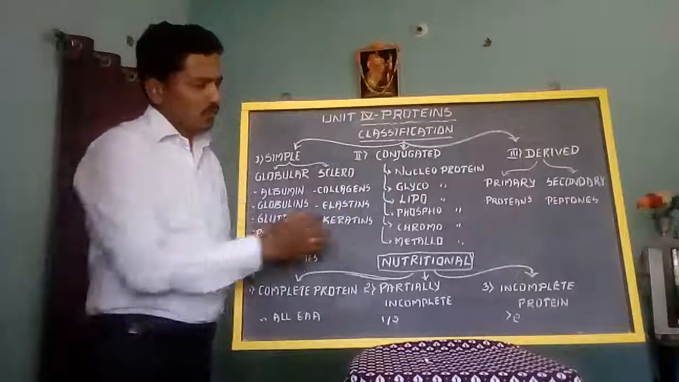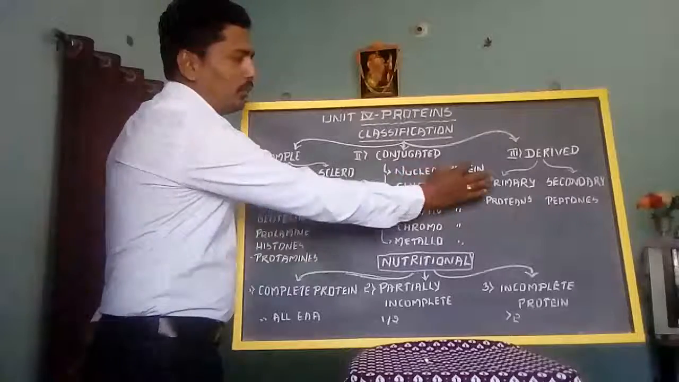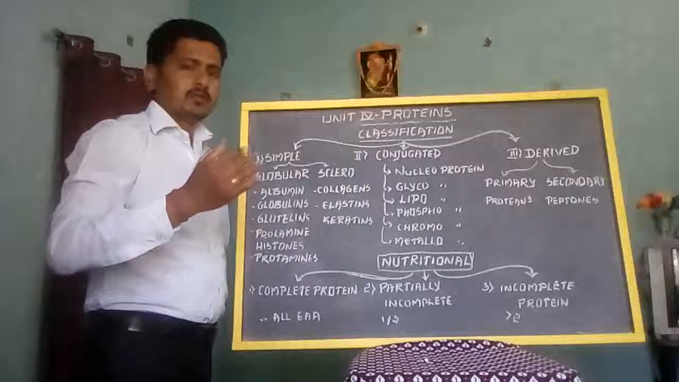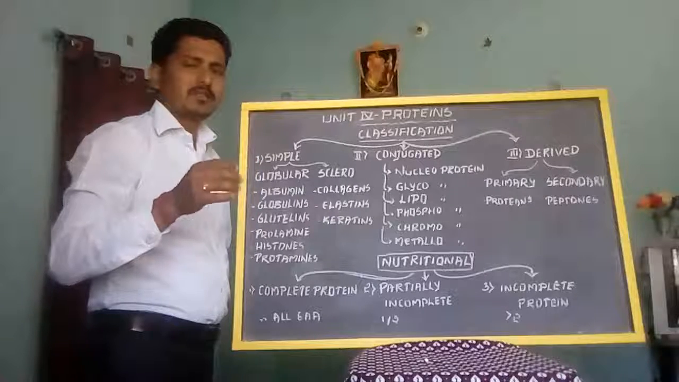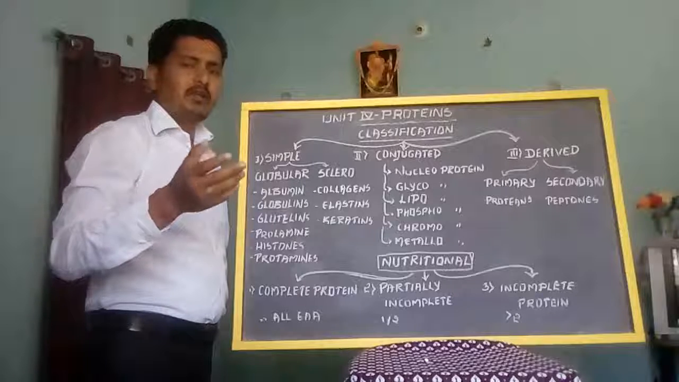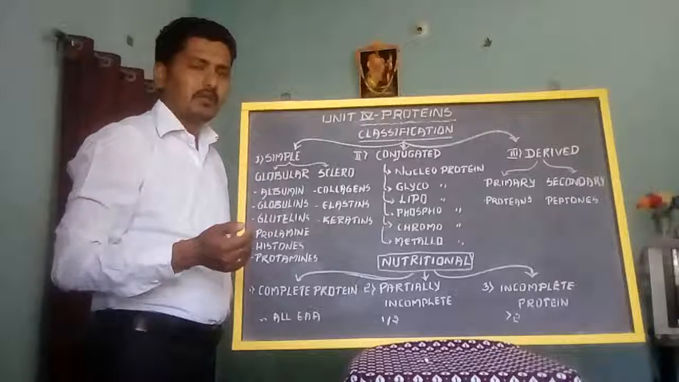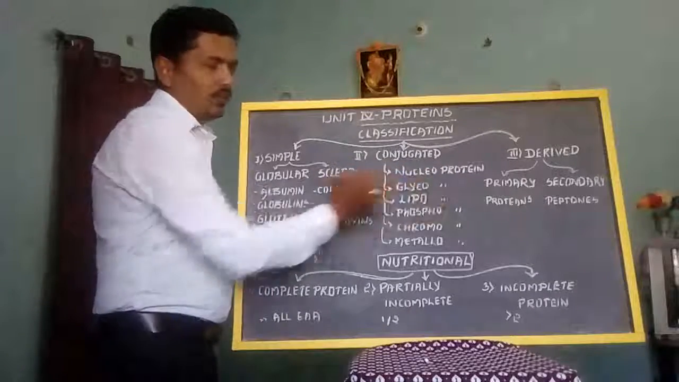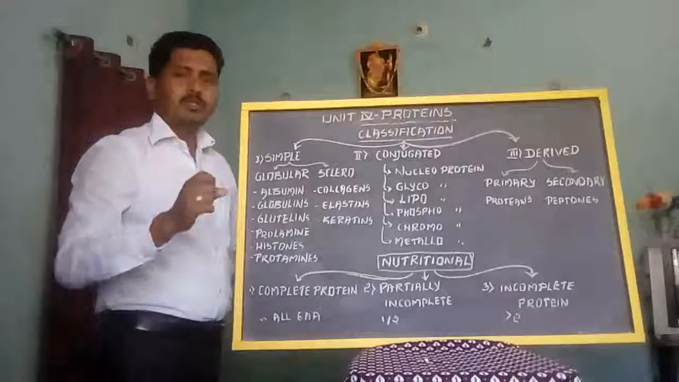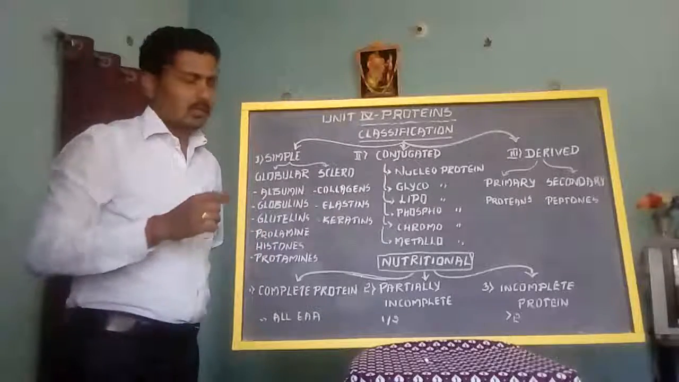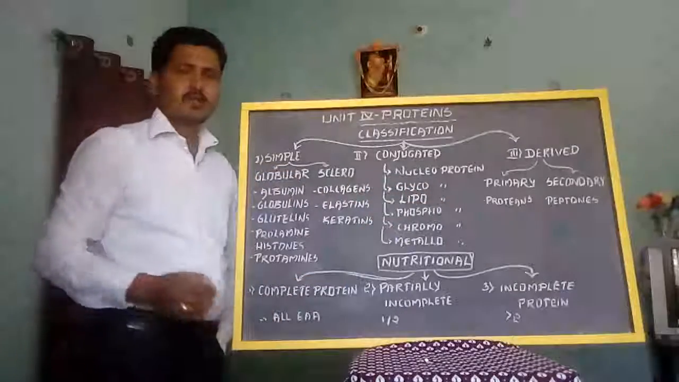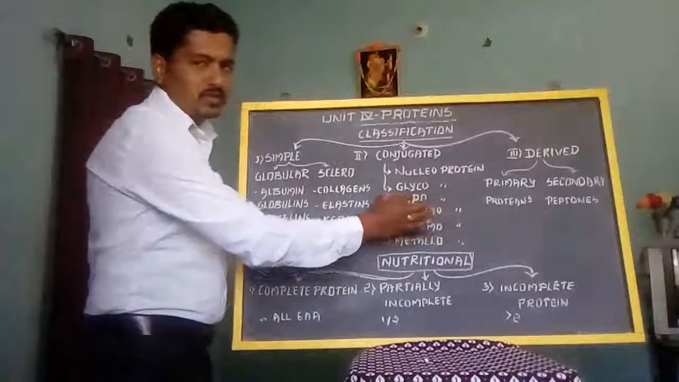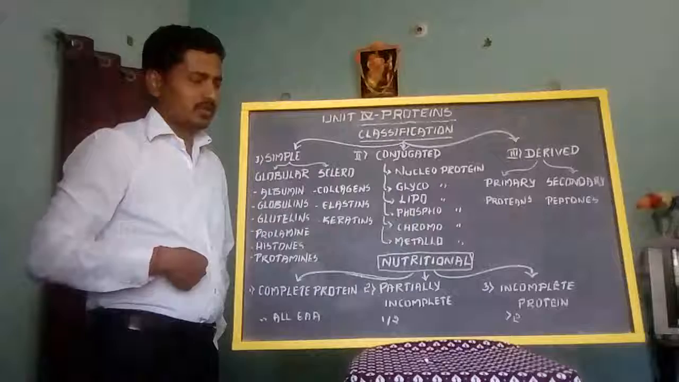Among the conjugated proteins, we can classify nucleoproteins. Nucleoprotein means simple protein plus nucleic acids, for example, part of RNA or part of DNA. Those type of proteins will be called nucleoproteins. And glycoproteins are a mixture of protein plus an additional carbohydrate group. That will be called glycoproteins. Lipoprotein means a mixture of protein plus lipid portions. Those will be called lipoproteins.